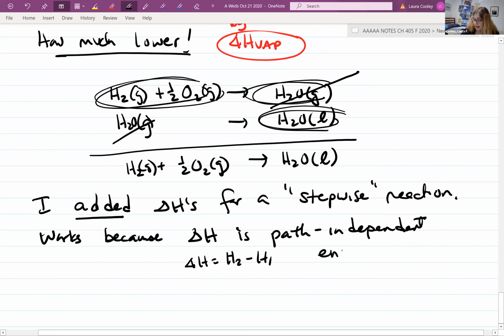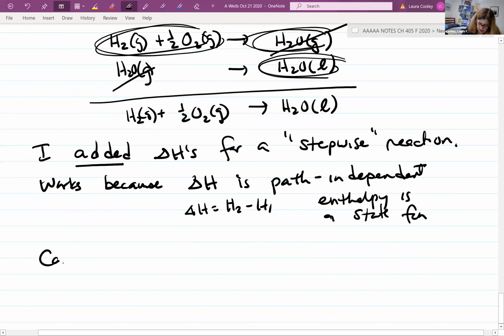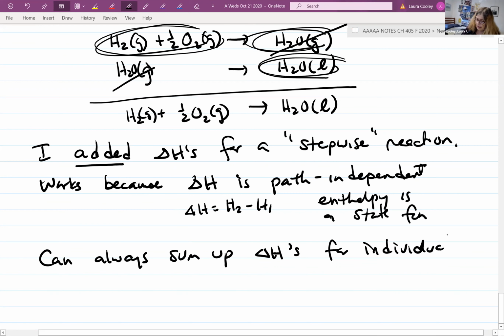And that's because enthalpy is a state function with an exact differential. Okay, so you can always do this. You can always sum up delta H's for individual steps to get the overall delta H.